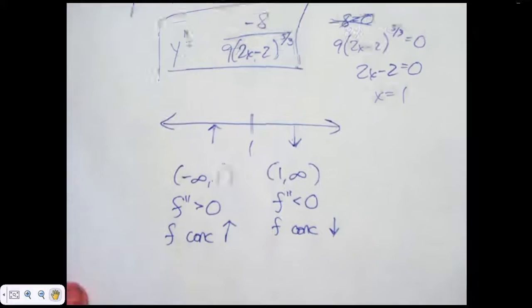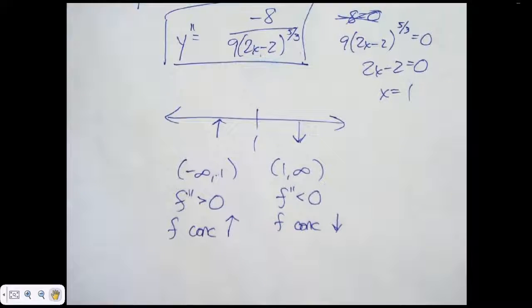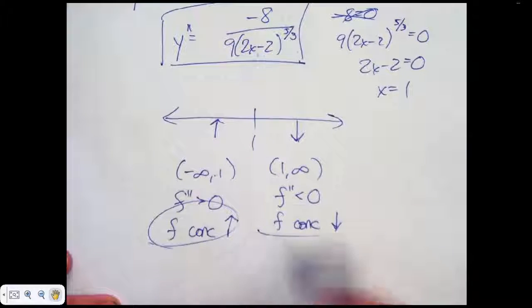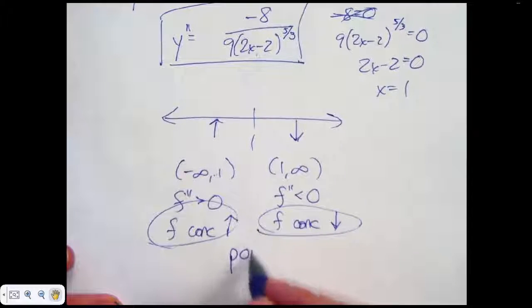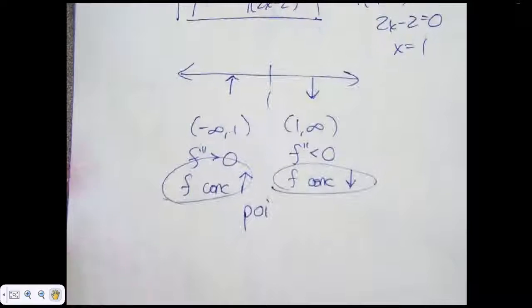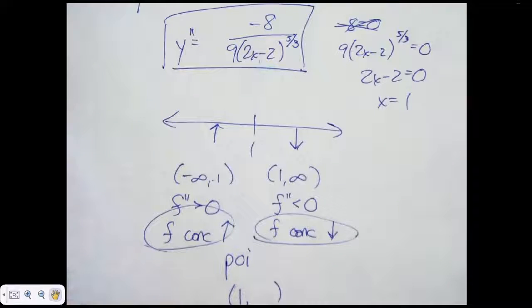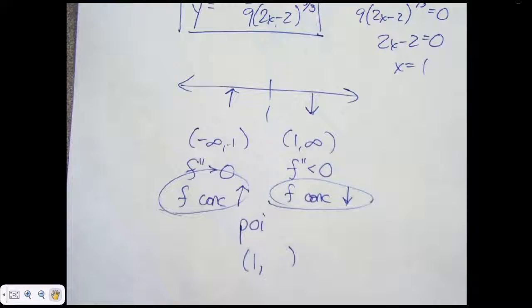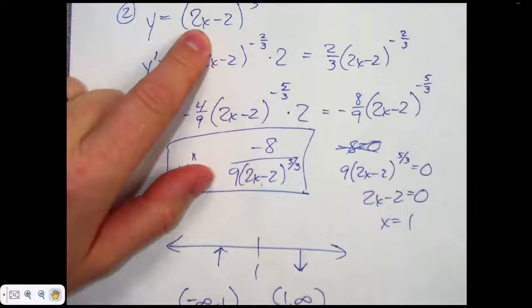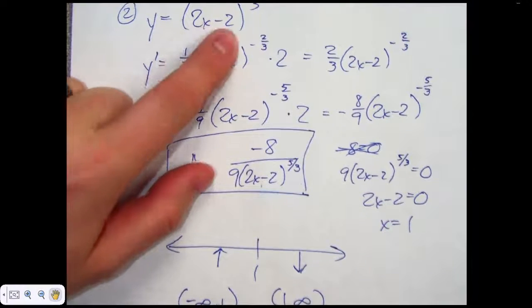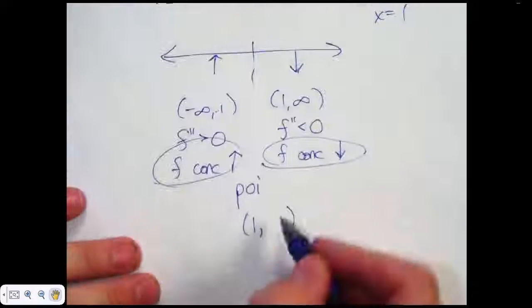So do I have a point of inflection? I do, because it's switched. I'm concave up here, I'm concave down here. So I have a POI, point of inflection, person of interest, at 1 comma, and where do I plug back into to find the y value, the original? So I plug 1 in here, 2 minus 2 is 0, and 0 to any power. So this is just 1 comma 0.